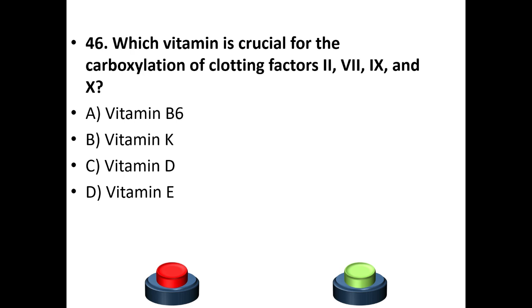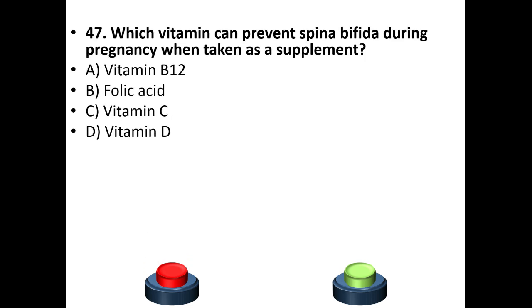46. Which vitamin is crucial for the carboxylation of clotting factors 2, 7, 9 and 10? Vitamin B6, vitamin K, vitamin D, vitamin E. Which is the answer? Here the answer is vitamin K.